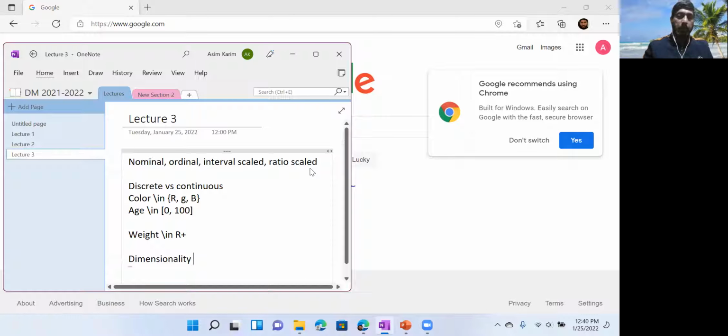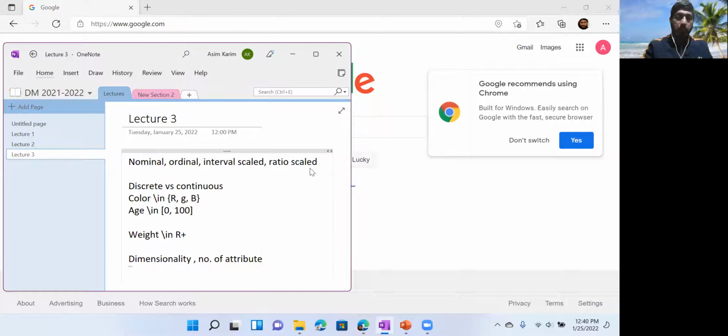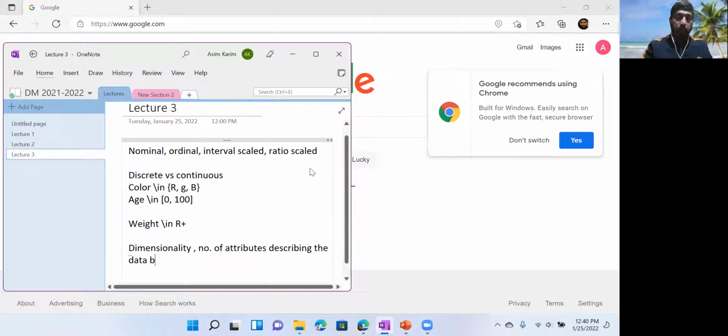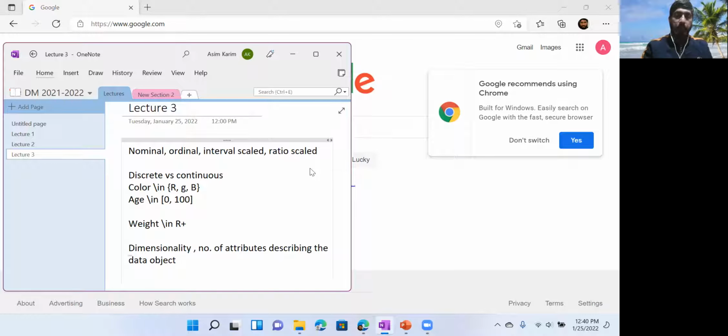All right, so dimensionality basically refers to the number of attributes describing the data object. And you might have heard the phrase the curse of dimensionality. If you have more attributes or variables describing objects in your data set, then you need exponentially more examples to properly characterize those objects. So this is called the curse of dimensionality.